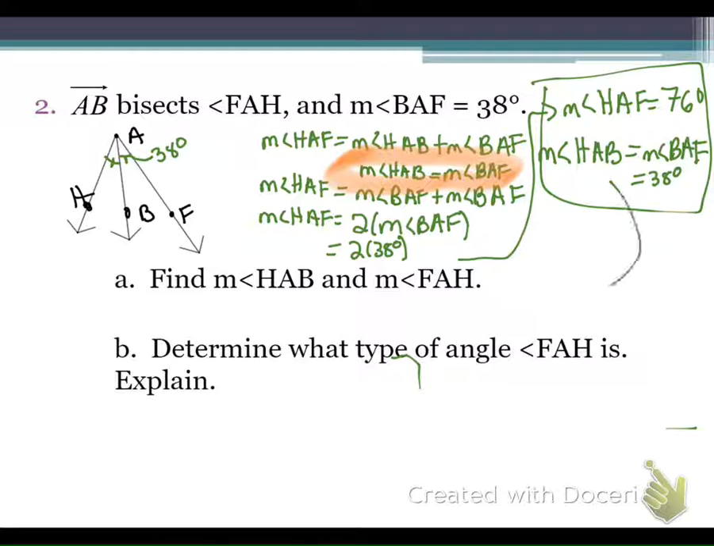Okay, so this is that part A, your final answers. After that, it says determine the type of angle FAH is. What type of angle is FAH? Is it acute, obtuse, right, straight? Yep. It's going to be acute because it's less than 90, because 76 degrees is less than 90 degrees.